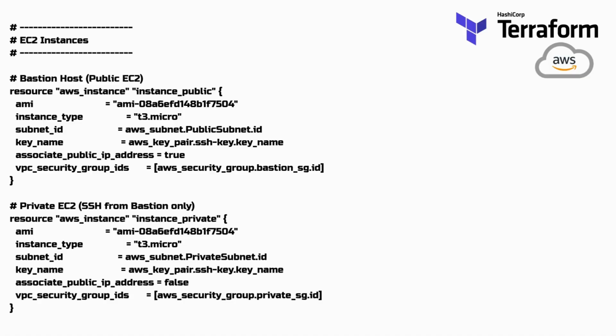The key name ensures I can connect via SSH using my pre-created key pair. The associate public IP address is set to true, which means this instance will get a public IP so I can reach it directly. Finally, the VPC security group IDs assigns the Bastion host security group, which defines what inbound and outbound traffic is allowed. So the Bastion host acts as the controlled entry point into my VPC.